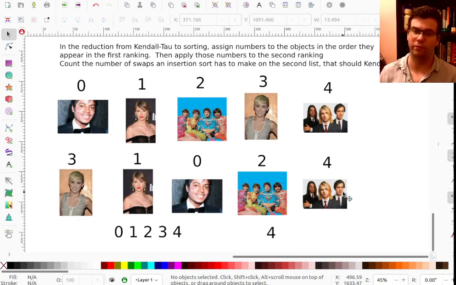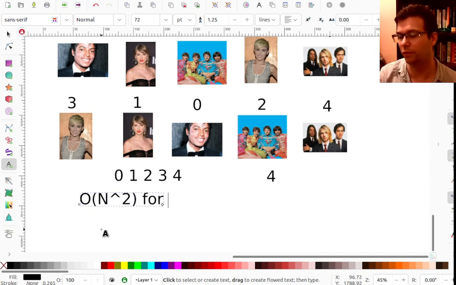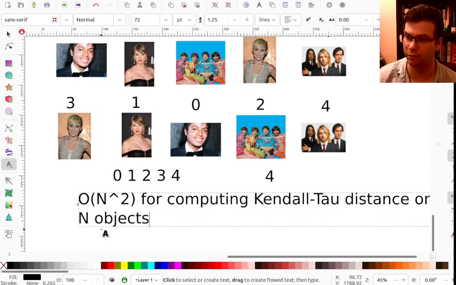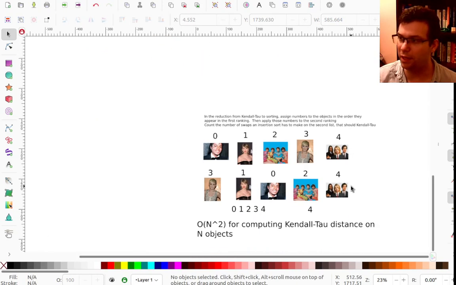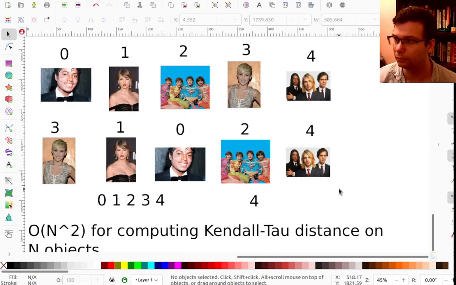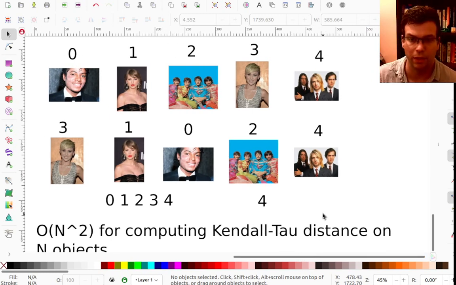So that's the algorithm for computing the Kendall tau distance naively. I say it's naive because actually this is an O of n squared algorithm for computing Kendall tau distance on n objects. All right. So that's fine. That takes you through a good part of the assignment there. And what's cool about this is that it's an example of a reduction, which is an idea that happens a lot in algorithms. Oftentimes you can show that an algorithm that you already have can be used to solve a new problem that you want to solve.